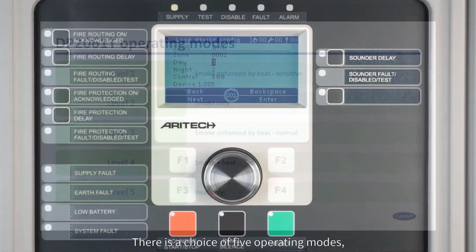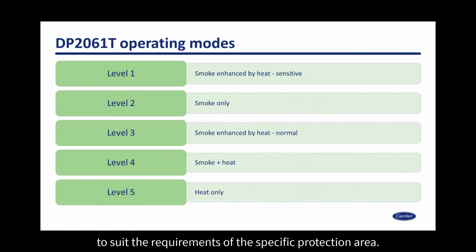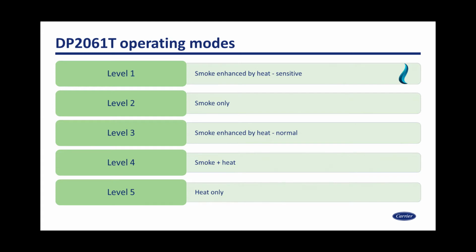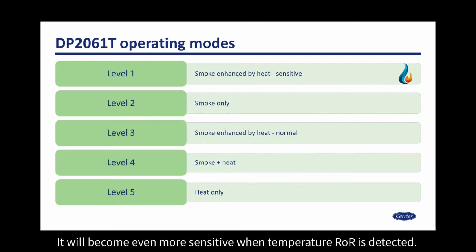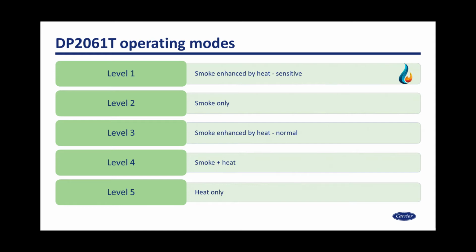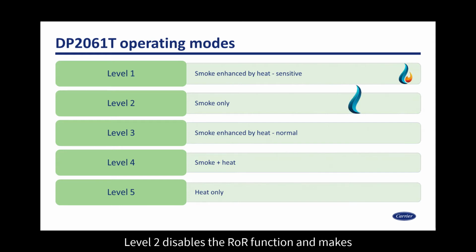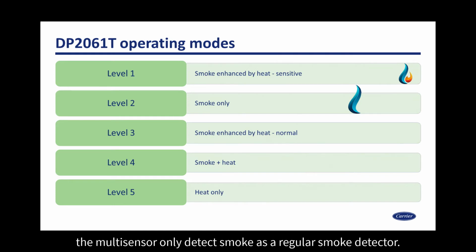There is a choice of 5 operating modes, to suit the requirements of the specific protection area. Level 1 sets the detector to be sensitive and similar to a fast response smoke detector. It will become even more sensitive when temperature rate of rise is detected. Level 2 disables the ROR function and makes the multisensor only detect smoke as a regular smoke detector.